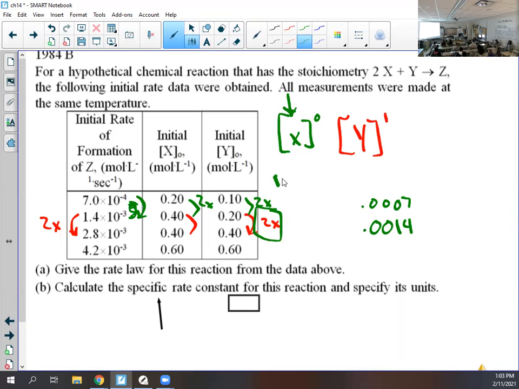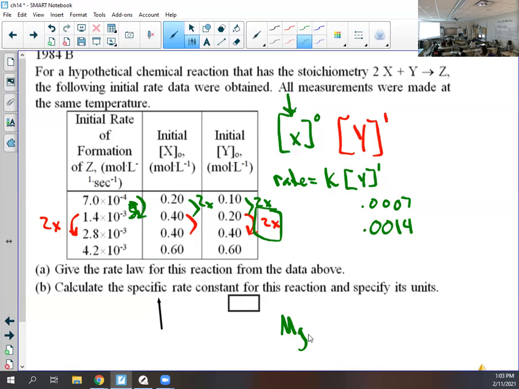So my rate law here would be rate equals k y to the first. Now, you can write x to the 0 if you feel like it, but that's just a 1. So it's up to you whether you want to write that or not. So there are things like a very, very, very simple equation.